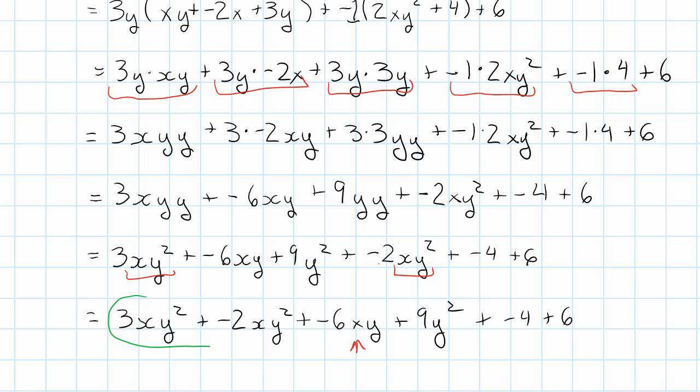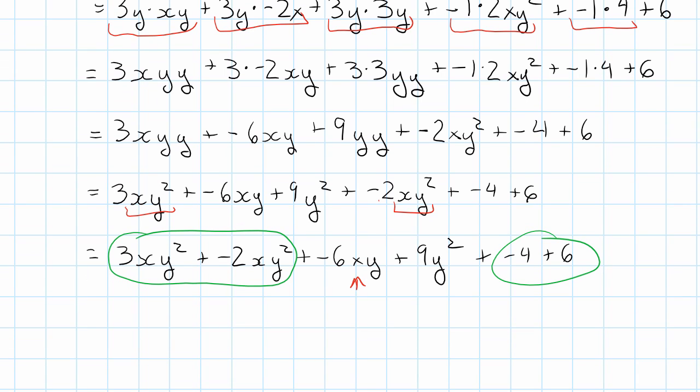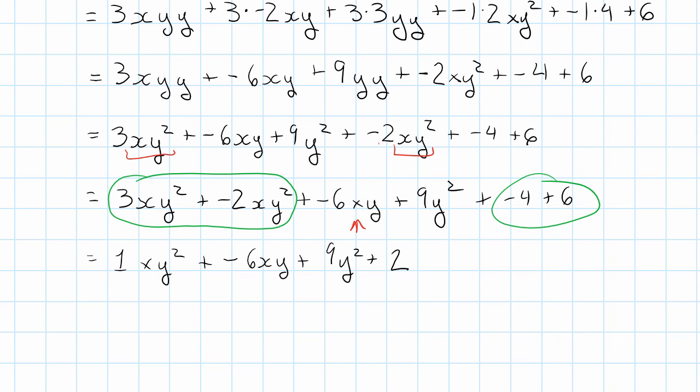Now I notice I have a pair of like terms here. I have a pair of like terms here. I don't have any other pairs of like terms. So here I'll add 3 plus negative 2 is 1 xy squared plus negative 6xy plus 9y squared plus negative 4 plus positive 6 is positive 2.